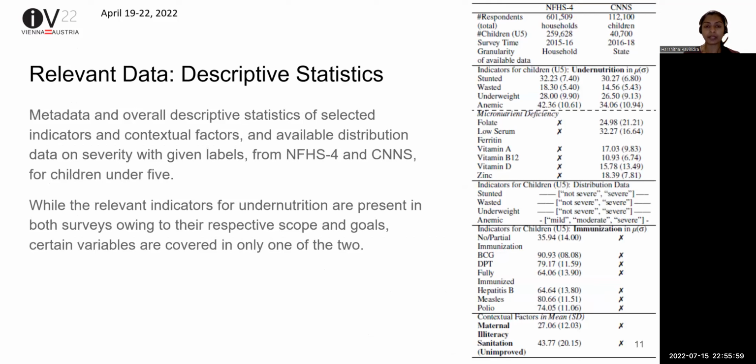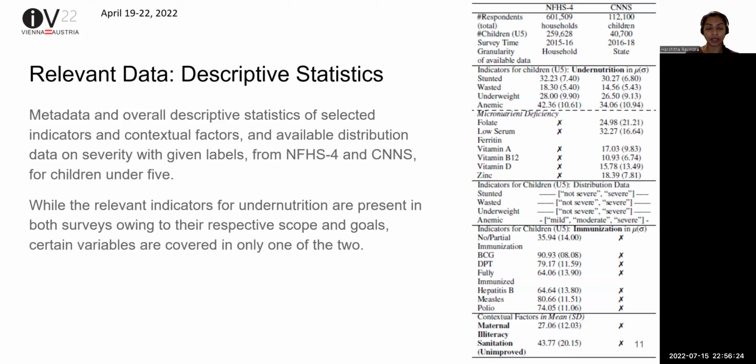We look at the metadata and the overall descriptive statistics, which is the mean and standard deviation with the corresponding respondents of selected indicators and contextual factors, and available distribution data on severity with given labels from NFHS4 and CNNS for the children under 5. We observe that the statistical descriptors of stunting, underweight, and wasting are comparable.